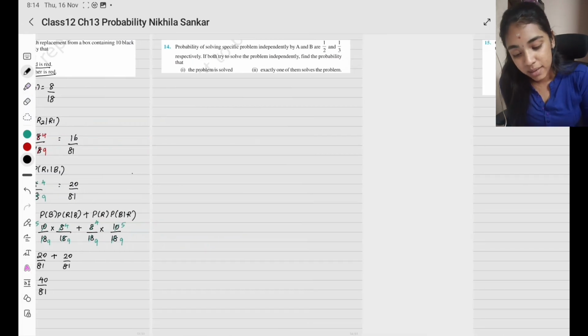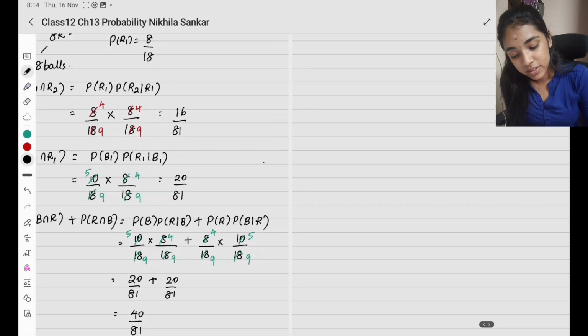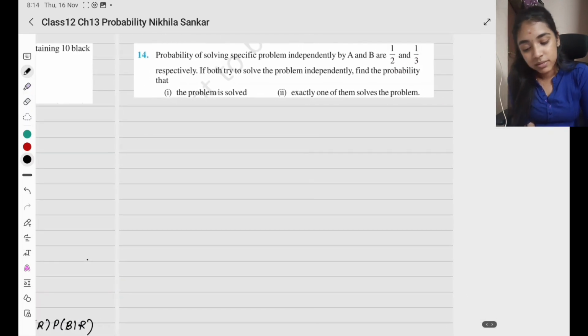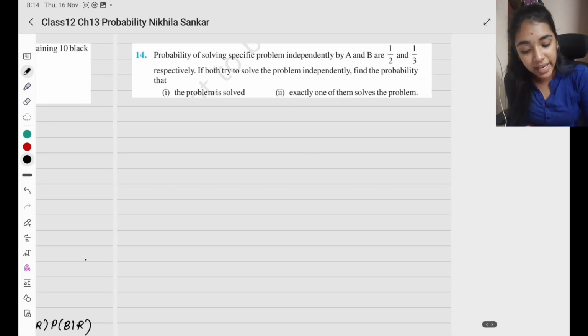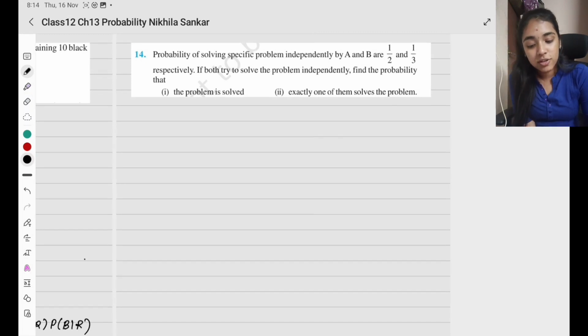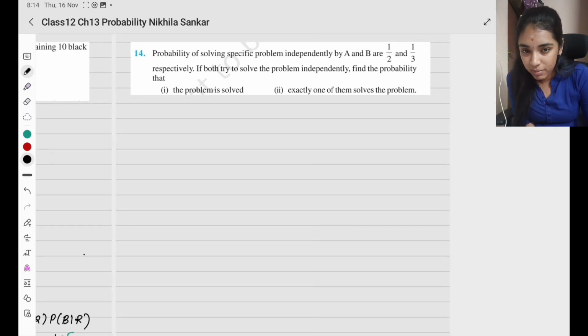Question number 14. Probability of solving a specific problem independently by A and B. There is a character A and a character B. A solves with the probability of half, B solves with the probability of 1 by 3. If both try to solve the problem independently, so A and B are independent events. Find the probability that the problem is solved.